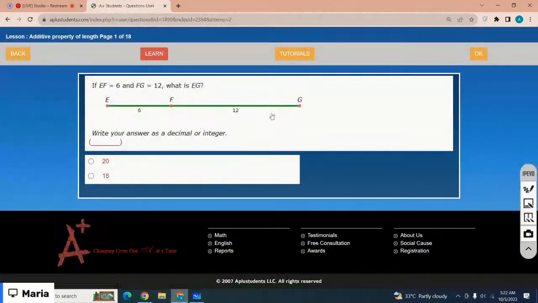Okay, if EF is 6 and FG is 12, what is EG? So how do you calculate EG? So EG is the sum of EF and FG, right? You need to add the length of EF and FG. So 6 plus 12 equals 18, right? So the correct option is 18.